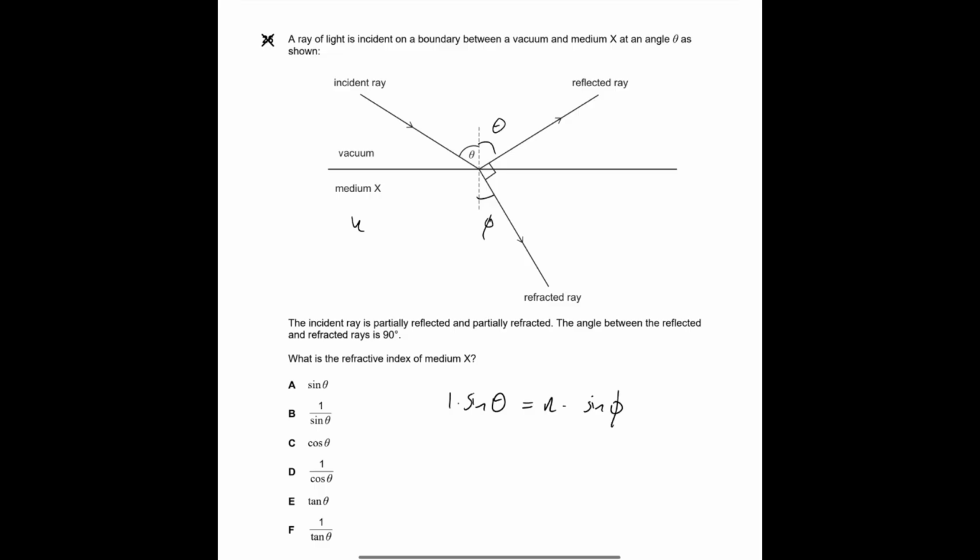But phi is actually going to be 180 minus 90 minus theta, because theta plus 90 degrees plus phi is 180 degrees, as you can see over here. So that's going to be n sine(90 minus theta), and 90 minus theta is just cosine theta. So sine theta equals n cosine theta, so n equals tan theta. So that's E.